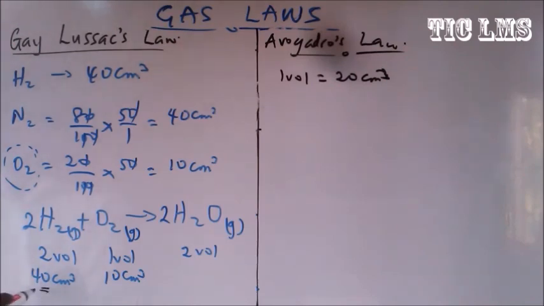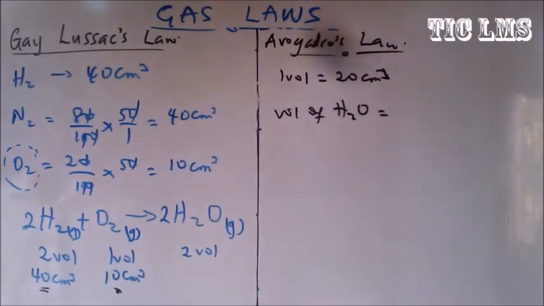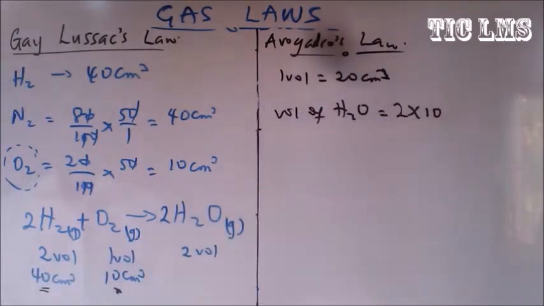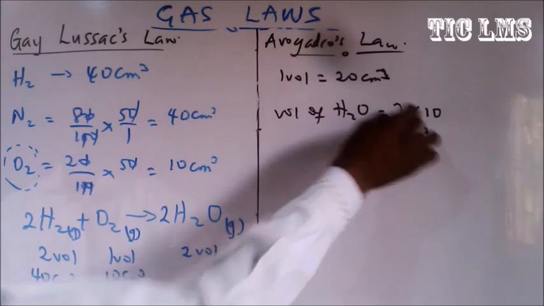Now we won't use the volume for hydrogen because it is bigger. Rather, we'll use the 1 volume of the oxygen. Hence, the volume of water molecule we are going to have here will be 2 times 10, which is the smaller volume, and that is 20 cm cubed.